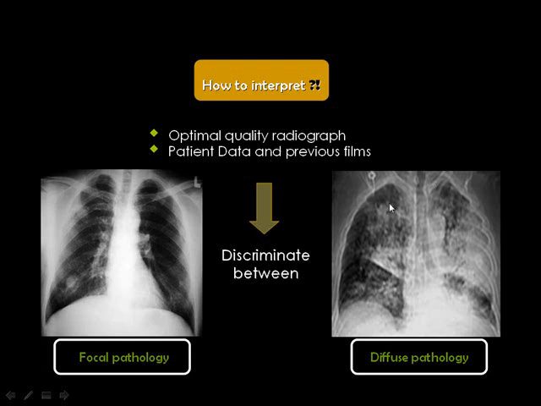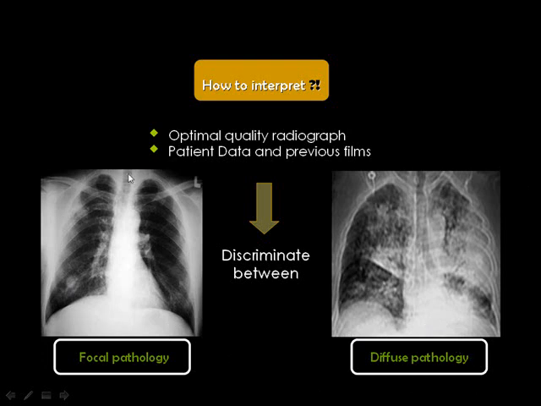Then starting the evaluation, you should discriminate between these two conditions. The first one is known as the focal lung pathology, where you see a pulmonary lesion, 1 or 2 or 3, but the rest of the lung is clear. Then if you look at this chest X-ray, you can see diffuse pulmonary parenchymal disease, which affects both lung fields.